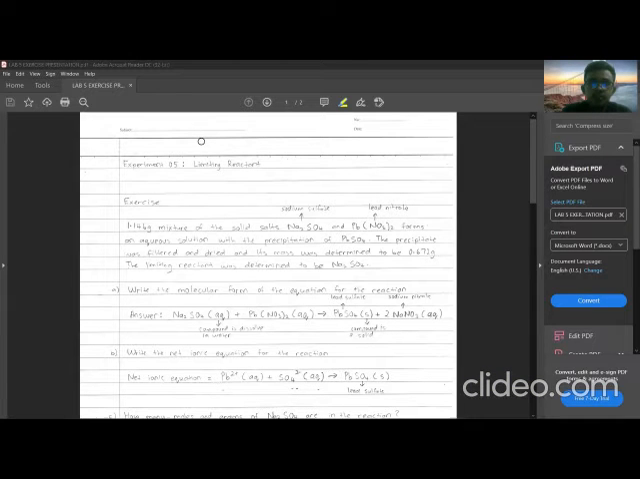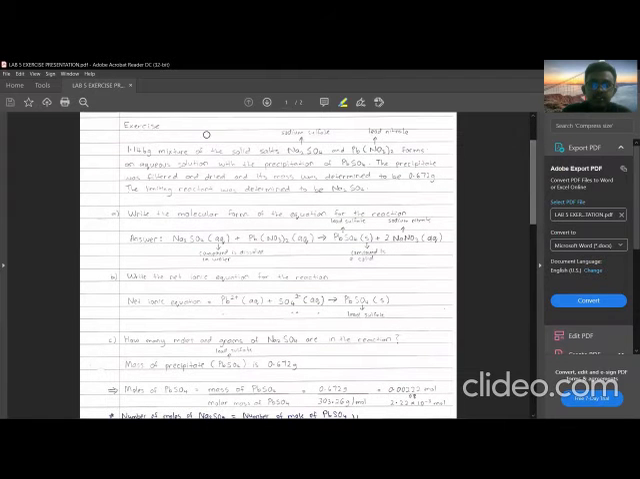Now, I want to explain the exercise in Lab 5, limiting reactant. The question in the exercise is: 1.146 grams of a mixture of the solid salts Na2SO4, which is sodium sulfate, and Pb(NO3)2, which is lead nitrate, forms an aqueous solution with the precipitate of PbSO4.